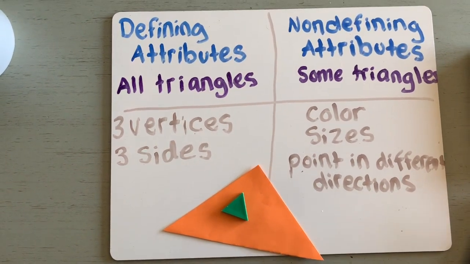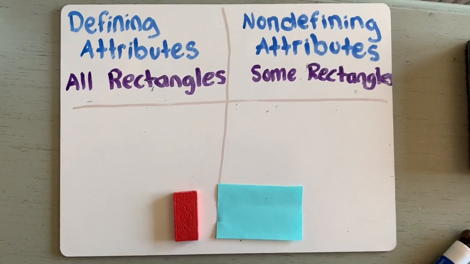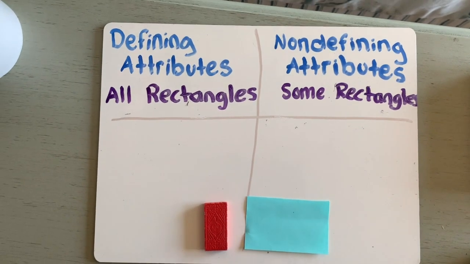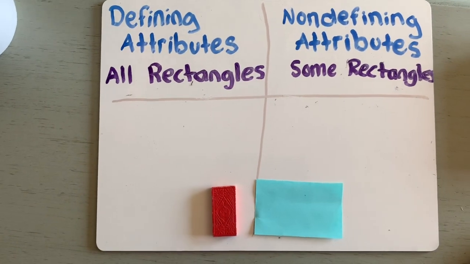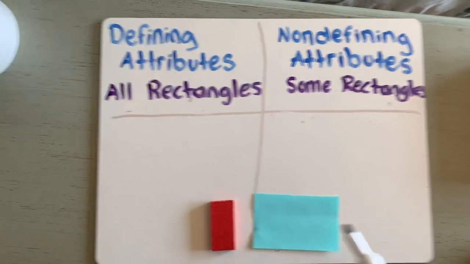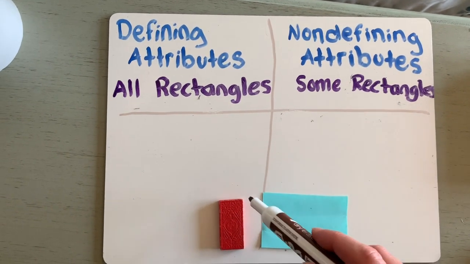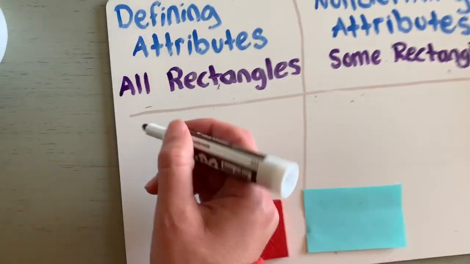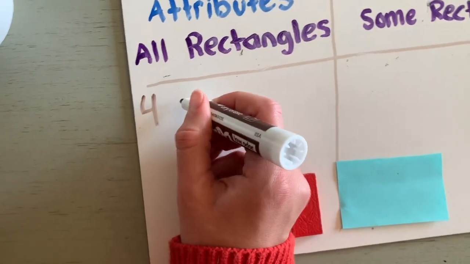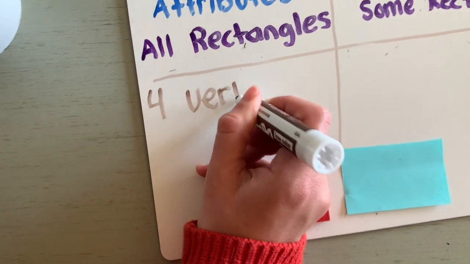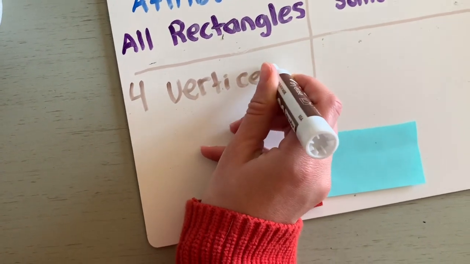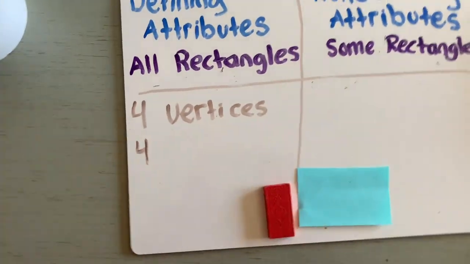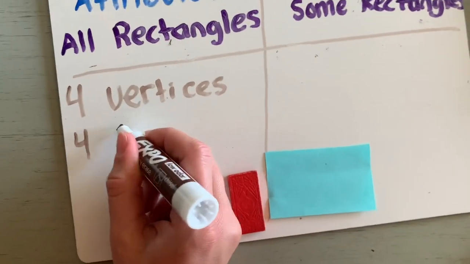Let's try with one more shape. All right, now we're going to look at rectangles. So remember, defining attributes are things that all rectangles have. I have 2 different rectangles here, but they both have the same number of vertices, 1, 2, 3, 4, 1, 2, 3, 4. So they both have 4 vertices. And they both have 4, what do you think I'm going to write next? Sides.